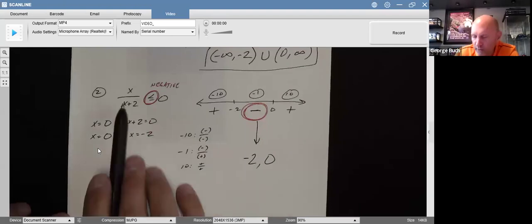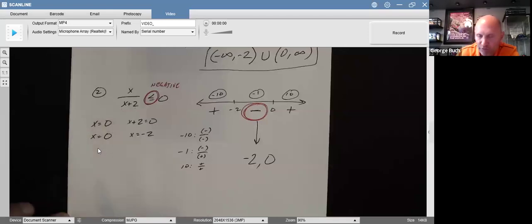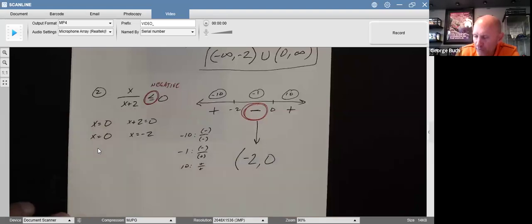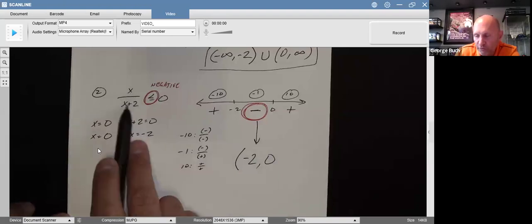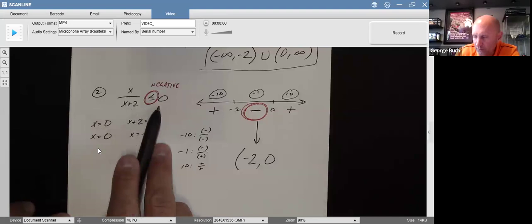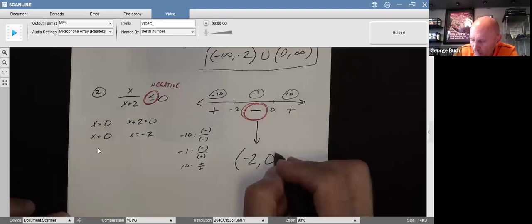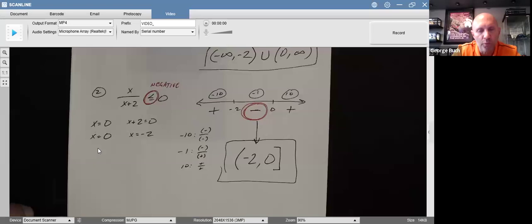Well, if I plug negative 2 into here, what happens? I get negative 2 plus 2 is 0. I cannot have a 0 in the denominator. So that's a parenthesis. How about 0? Well, when I plug 0 in the top, I get 0 divided by 2, which is 0. Is 0 less than or equal to 0? Yes, it is. So therefore, 0 would make this quotient true. So that means it gets included, and therefore it gets a bracket. So the answer to this one would be parenthesis negative 2 to 0 with a bracket.